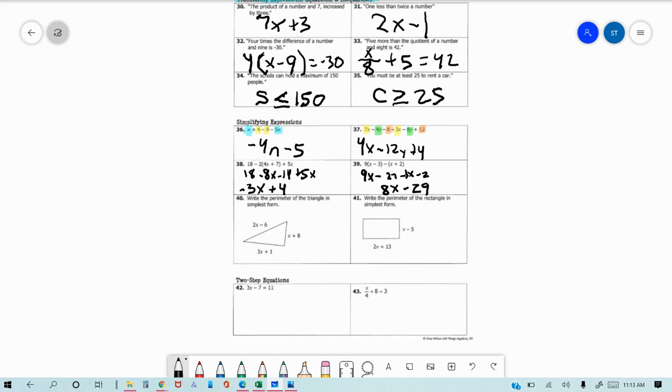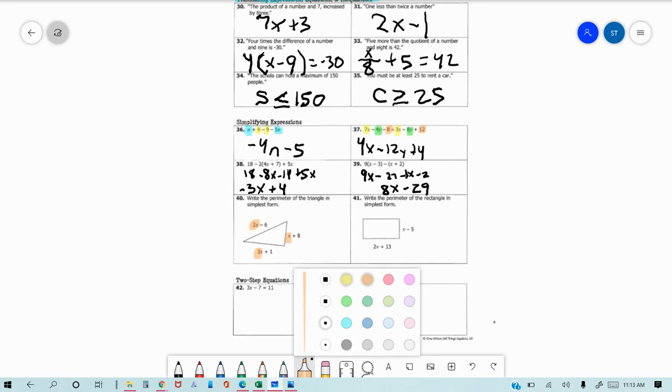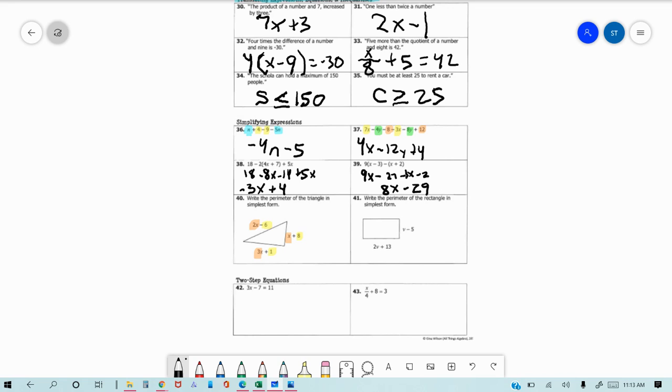All right, so this one, again, we're putting all of our x's together, and then we're going to put all of our numbers together. So our coefficients with our non-coefficients. So 2 plus 3 plus 1 is 6x, and then negative 6 plus 8 would be 2, plus 1 would be 3. So 6x plus 3, okay?